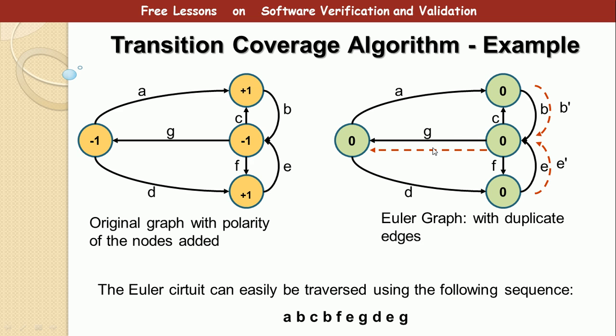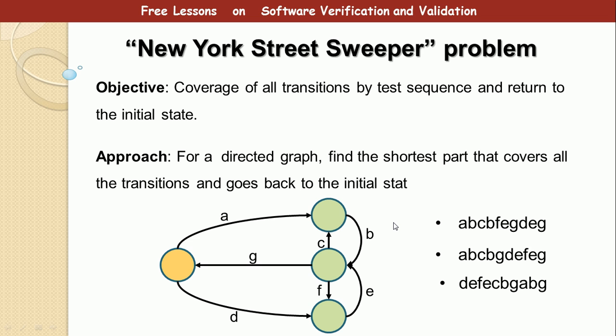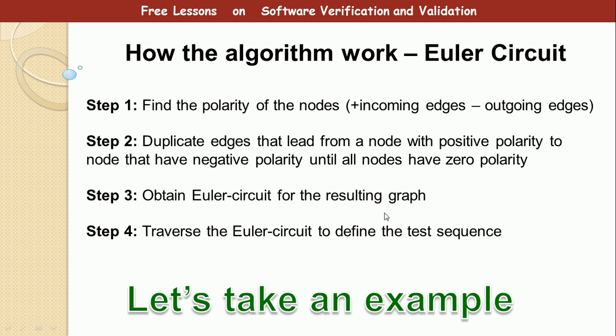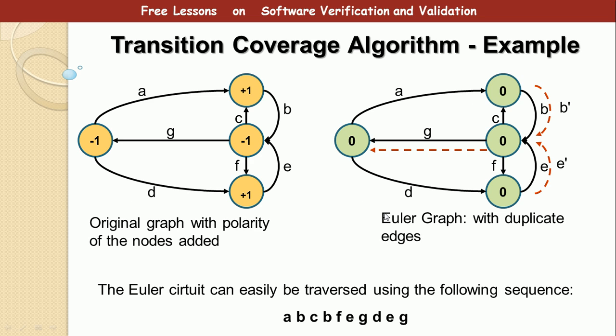If we have done this, we have reached the end of the modification of the graph, and then we go ahead to traverse the graph, and this time we just have one sequence: A, B, C, D, F, E, G, D, E, G. So that is the procedure for Euler's circuit graph-based algorithm for transition coverage. If this is not clear, pause the video and try to get this around your head.